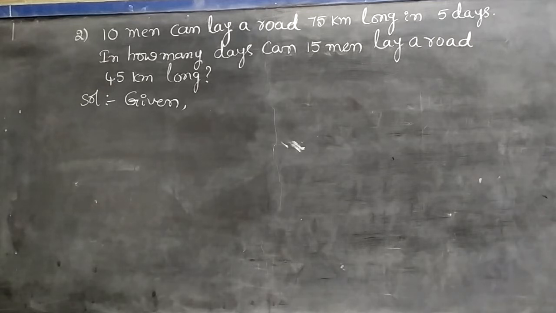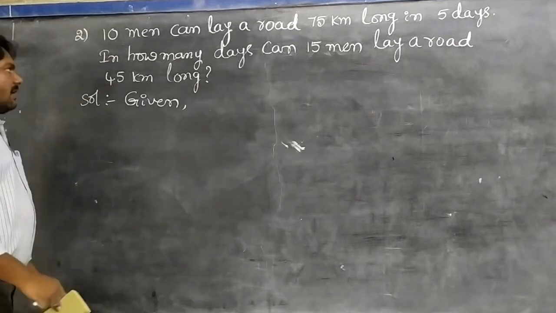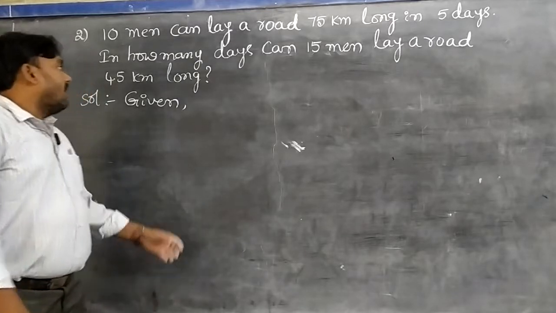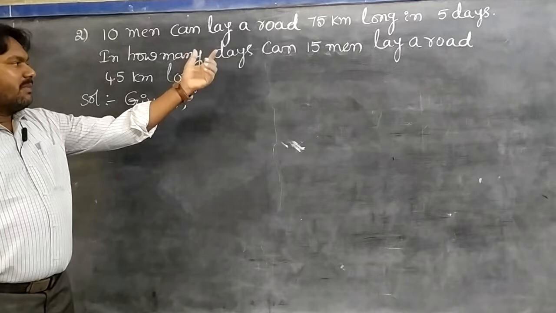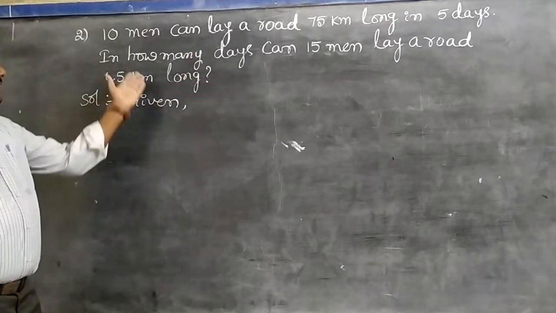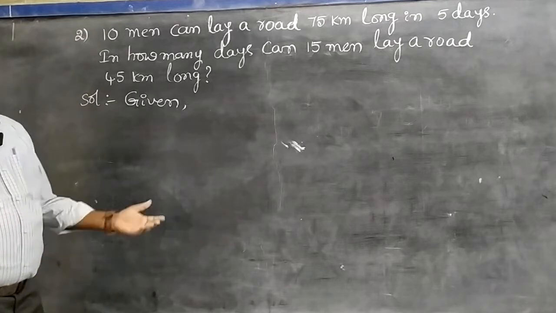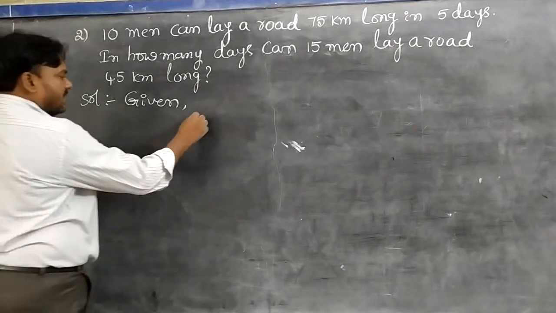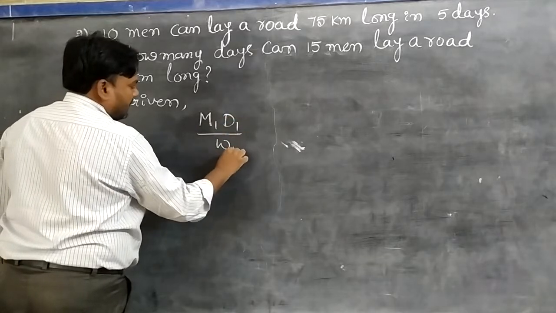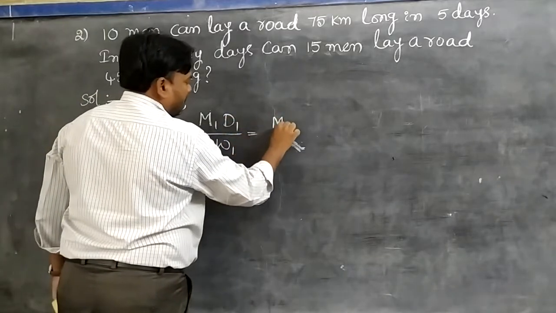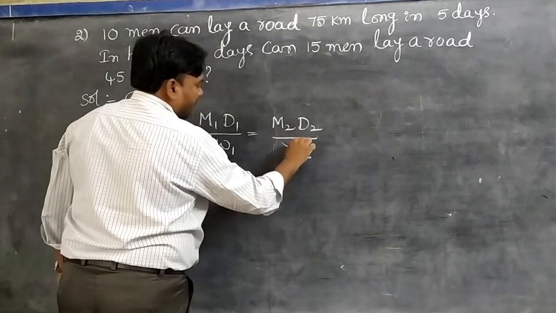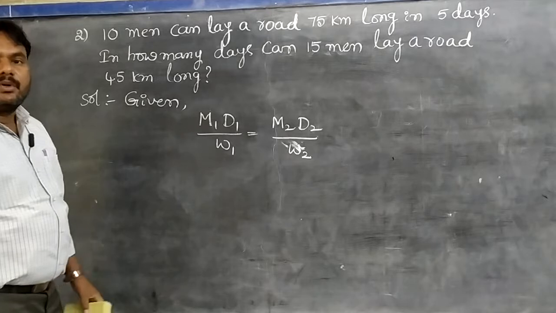Right, observe students. 10 men can lay a road 75 kilometers long in 5 days. In how many days can 15 men lay a road 45 kilometers long? In that there is no time students. So better to apply the formula. So that is M1 D1 by W1 equal to M2 D2 by W2. Okay?